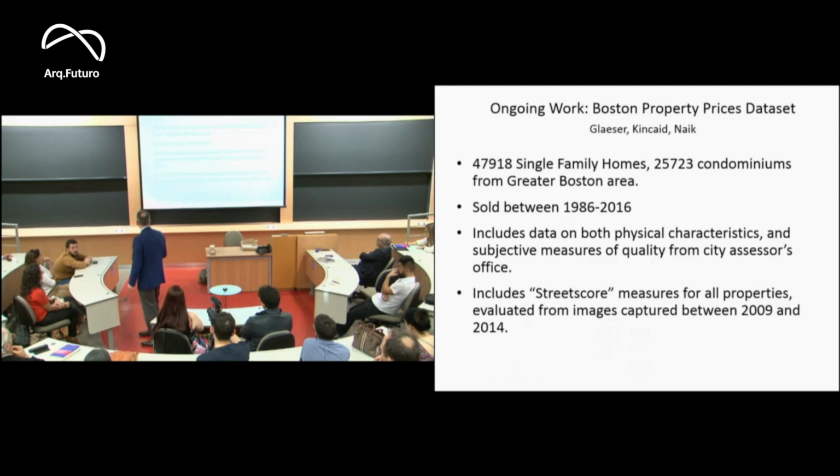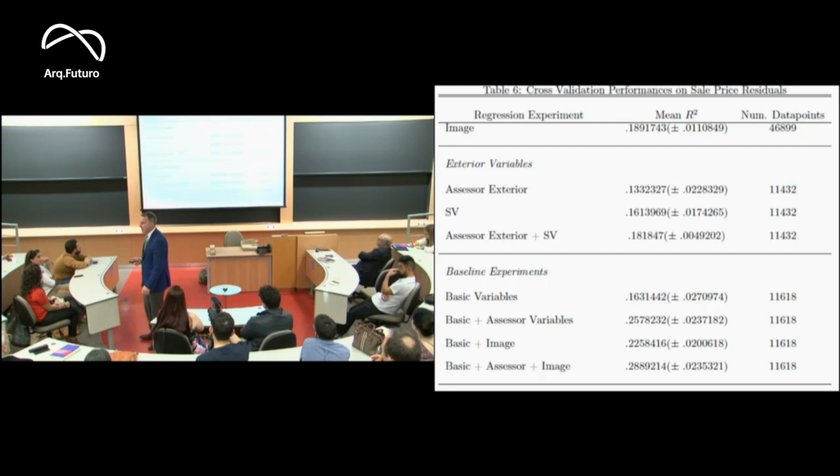And the answer is, using the assessor's variables, you can explain about 13% of the variation in price. Using the images, you can explain 16% of the variation in price. This is over and above what you can explain by neighborhood, so it's an added bonus. Doing both, you get to 18%. If you add in a bunch of other basic variables, you get to 25% with the assessor and 23% with the basic plus imagery. The point is that if you just use the street view, you do better than the assessor. If you add in the basic variables, you do almost as well.